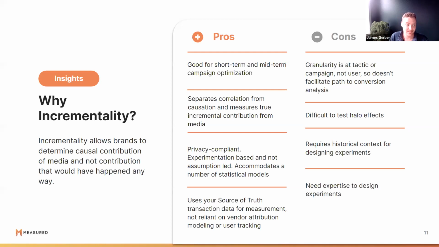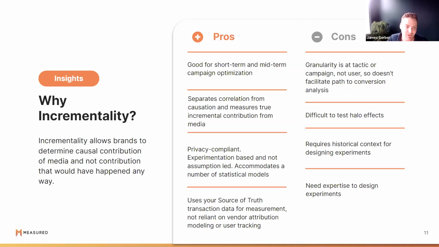So what are some of the pros of incrementality testing, right? Well, it's good for short-term and mid-term campaign optimization. And so the tests typically don't have to run for more than, sometimes as short as 1 or 2 weeks, sometimes as long as 3 to 6 weeks, but normally they're pretty quick and the results come in pretty quickly. And they could be pretty granular, which is why they're useful for that level of optimization.